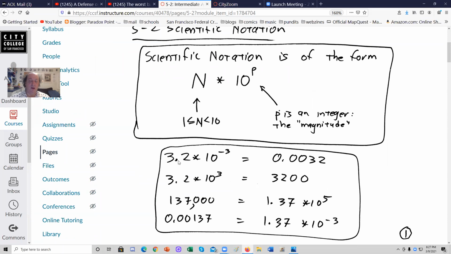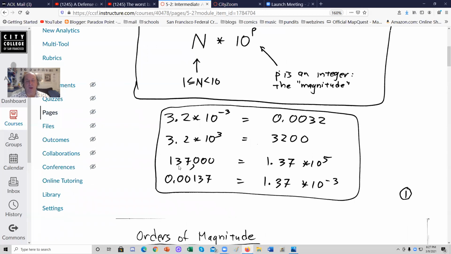So we rewrite it in standard notation by moving this decimal point 1, 2, 3 places to the left: 0.0032. Here's 3.2 times 10 to the third. This means this is a number in the thousands. So we move the decimal point to the right 1, 2, 3 spots: 3,200. Here's 137,000.